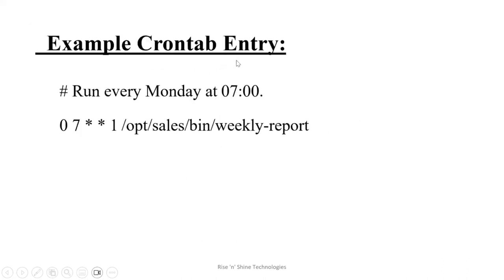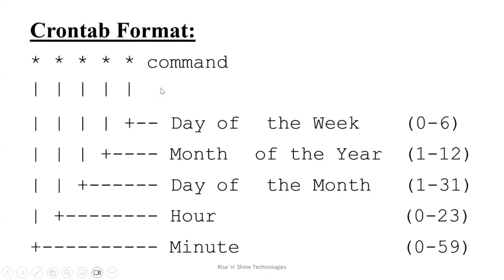Suppose an example crontab format: every Monday 7 a.m. How do you define that? Can you just analyze it? Every Monday 7 a.m. So minutes, at what time? 0. 7 a.m. is 7:00, so 0 minute. Hour is 7.